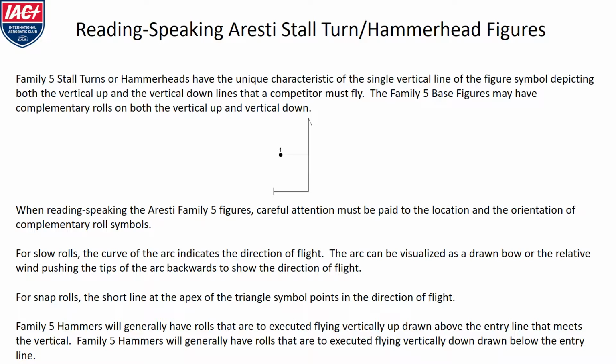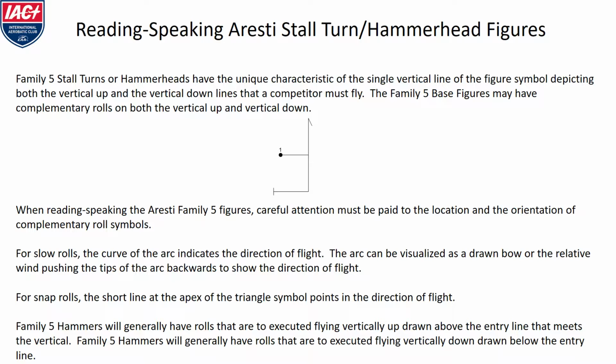When reading, speaking the Aresti Family 5 figures, careful attention must be paid to the location and the orientation of complementary roll symbols. For slow rolls, the curve of the arc indicates the direction of flight. The arc can be visualized as a drawn bow, or the relative wind pushing the tips of the arc backward to show the direction of flight. For snap rolls, the short line at the apex of the triangle symbol points in the direction of flight.